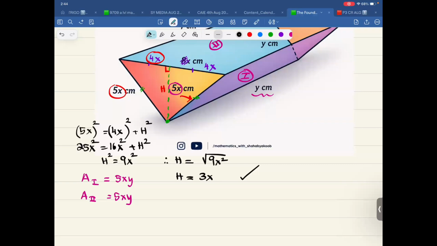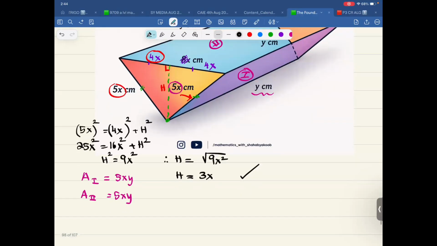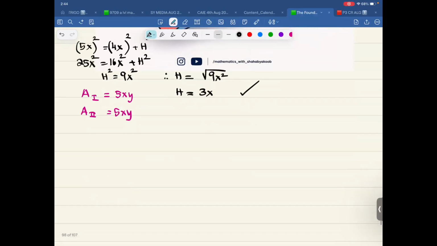So now height is 3x. So now this thing is done. Is this all good, all clear? Yes, height. And is this all good, all clear? Okay, now this thing is all good. Now let me take this thing down.